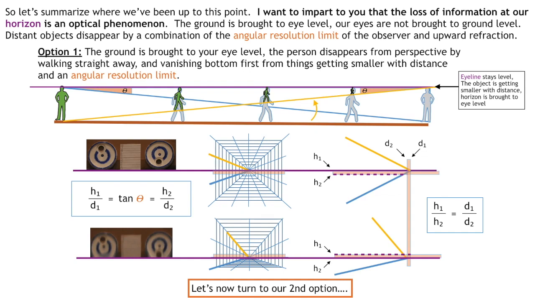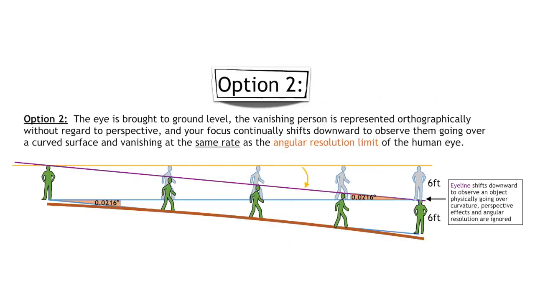Let's now turn to our second option. So option 2 was that the eye is brought to ground level. The vanishing person is represented orthographically without regard to perspective, and your focus continually shifts downward to observe them going over a curved surface and vanishing at the same rate. It just so happens to be the angular resolution limit of the human eye, and we will show that momentarily. So again, within this diagram, our eye line shifts downward. It must shift downward to observe an object physically going over curvature. Perspective effects and angular resolution are ignored.